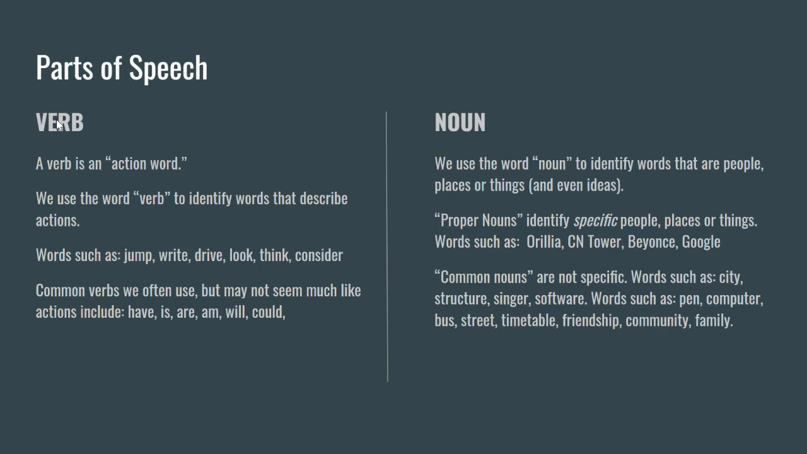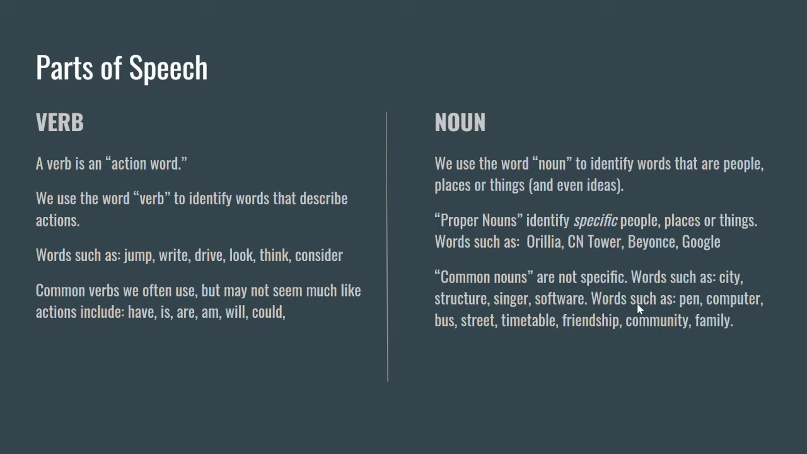The other key component of a sentence, of course, are nouns. So we use the word noun to identify words that are people, places, or things, and even ideas. So we have proper nouns, and they identify specific people, places, or things. Words such as Aurelia, CN Tower, Beyonce, Google. Common nouns are not specific. Words such as city, structure, singer, software. You see what I did there, of course. Aurelia proper, city common, CN Tower proper, structure common.